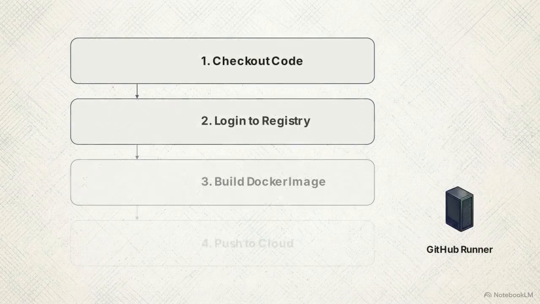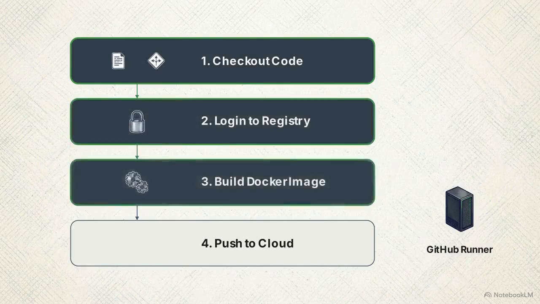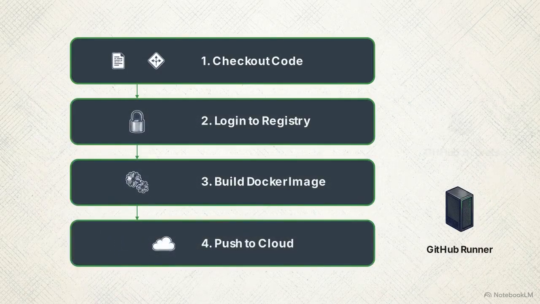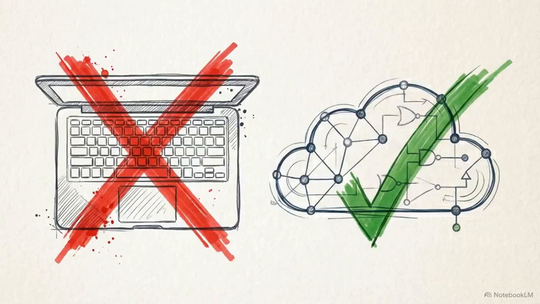This diagram shows the 4 sequential steps defined: checking out code, logging into the registry, building the image, and pushing to the cloud. During the login step, the YAML file securely injects your stored GitHub secrets to authenticate the session. Before saving, make sure to customize the final push step by replacing the placeholder text with your actual Docker Hub username. Once pushed, this file replaces the manual command line process you previously executed on your local machine.